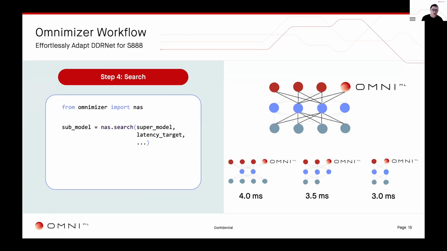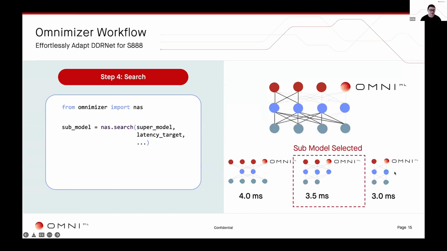And our search algorithm will find the best version of the model that runs faster than or equal to our target latency constraint. And in this case, we selected a model which is 3.5 millisecond. The key is that during this process, because the model is already trained, we don't need to retrain the model to get a real accuracy, right? So we find a version of the model that is 3.5 millisecond.